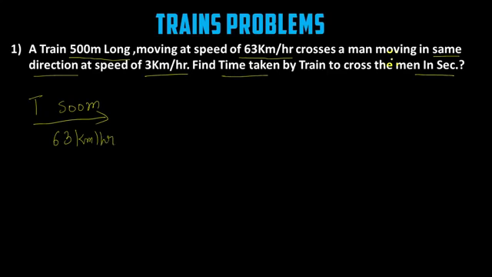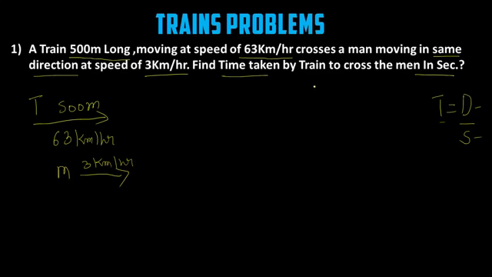And there is a man moving in same direction with the speed of 3 km per hour. And we have to find the time in which the train crosses the man in second. So as we know friend, time is equal to distance divided by speed. So if we know the distance and speed, then we can easily find the time.